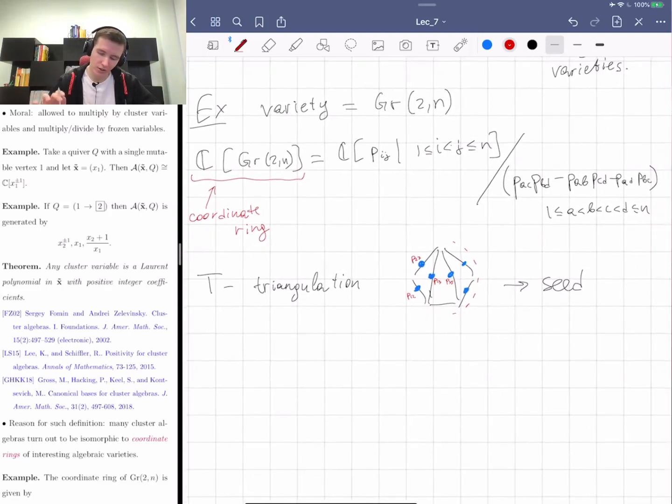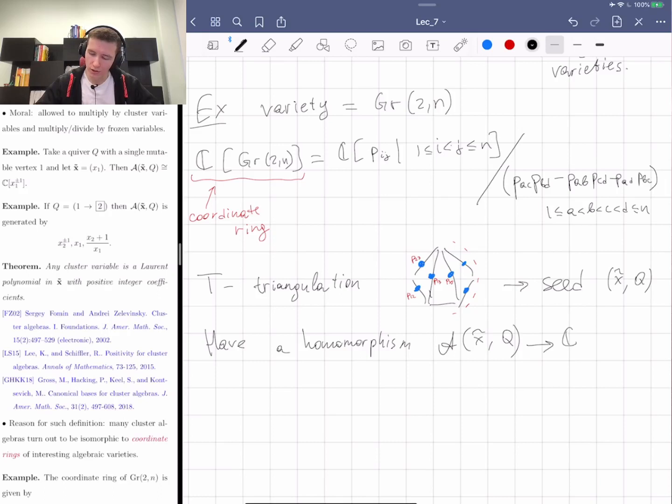What do I mean naturally? I already told you that a seed is, I just choose some kind of arbitrary functions. So I can choose them to be just some variables. But then I have a homomorphism from the cluster algebra. So let's say the seed is x tilde, Q. Then I have this homomorphism from the cluster algebra to the coordinate ring of the Grassmannian, where I send p_ij to p_ij. Here it's treated as a variable or an element of some ambient field, but here it's treated as an element of this ring here.